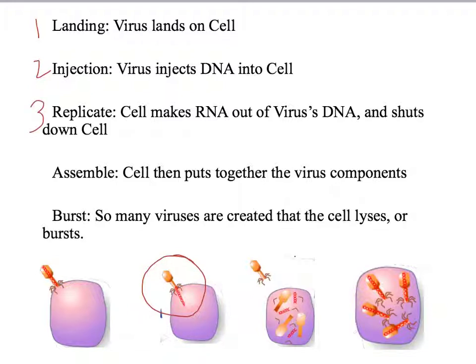Three, the virus is going to basically take over the cell. Whatever the cell is supposed to do normally, it's going to shut down and start making just viruses. Those viruses get assembled, and the cell becomes a factory for making viruses. And lastly, the cell becomes so full of viruses that it will rupture or burst. The science word for that is to lyse, which means to rupture.